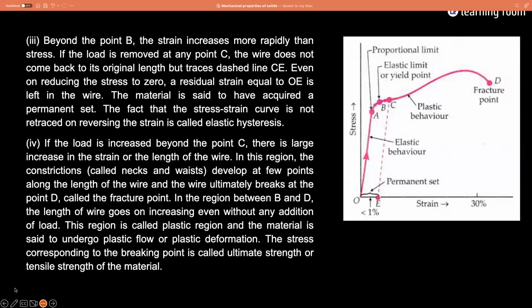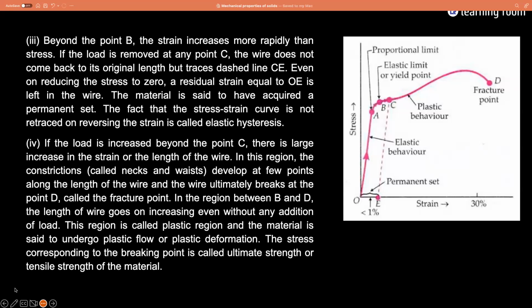Between the points O to A, stress was dominating the strain. From A to B, there was a certain increase till the yield point. After this, what is happening? If you go beyond point B, the strain increases more rapidly than stress. So if the load is removed at any point C, the wire does not come back to its original length, but will retrace the path CE.